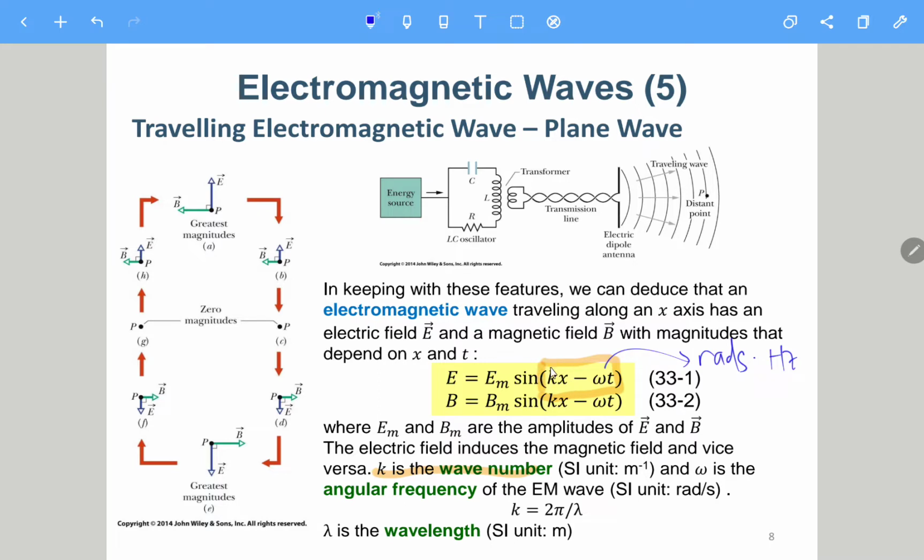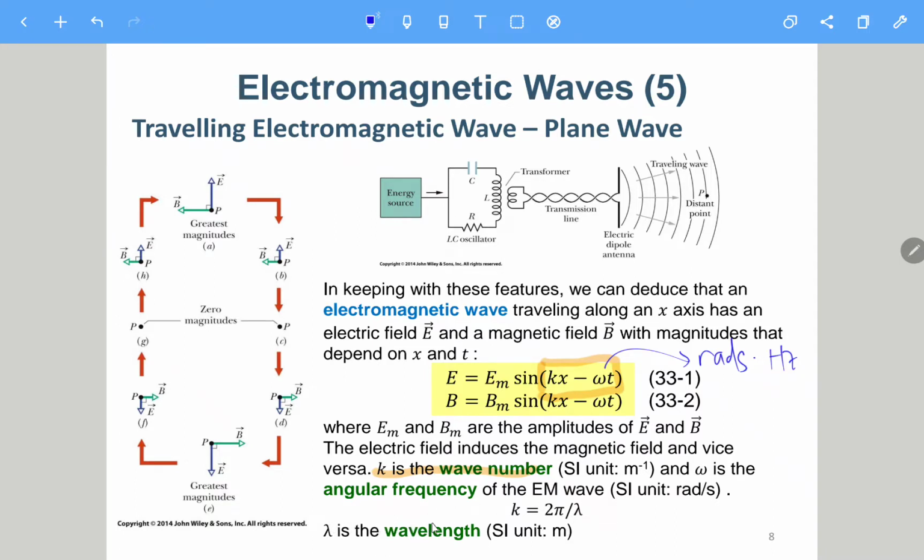And then here, kx, x is a displacement, so the SI unit for x is a meter. So for the wave number, the SI unit should be 1 over meter, or meter to the negative 1 power. Okay, so this is the wave number.